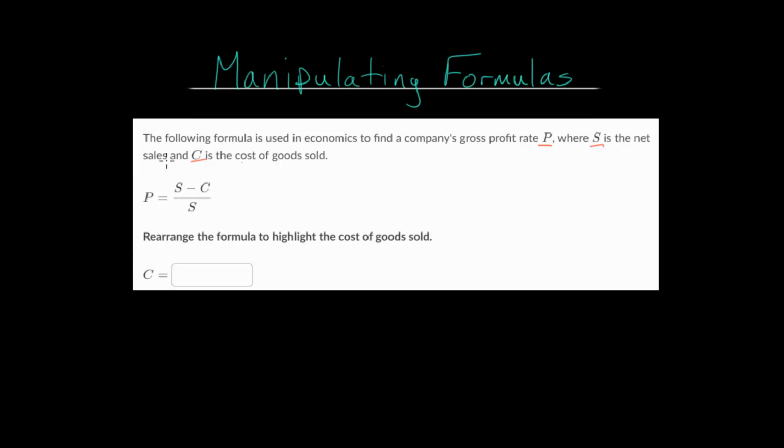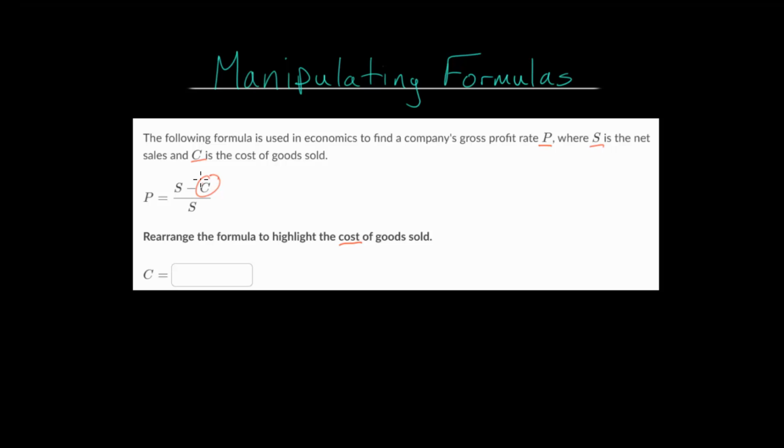And you can see the formula right here. Rearrange the formula to highlight the cost of goods sold. Since we're looking for the cost and we know C represents the cost of goods sold, we need to rearrange this formula so that we're solving it for the variable C.